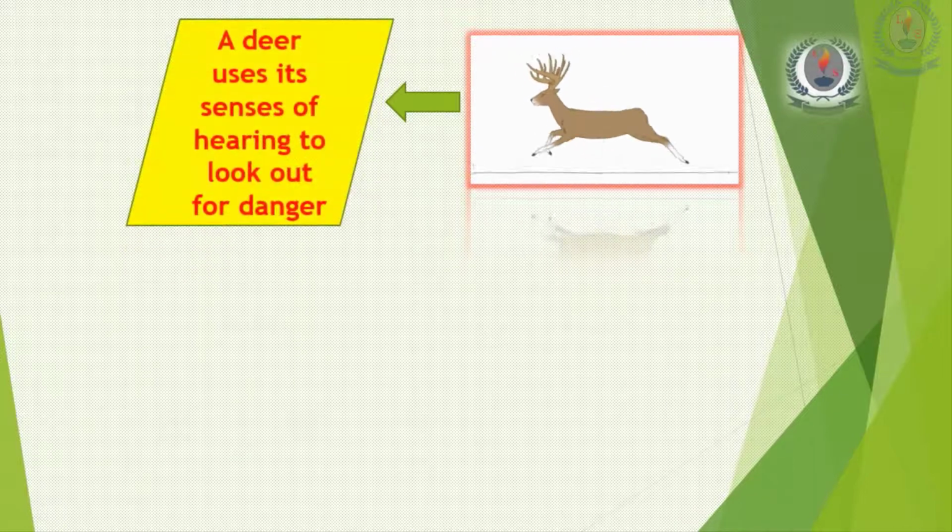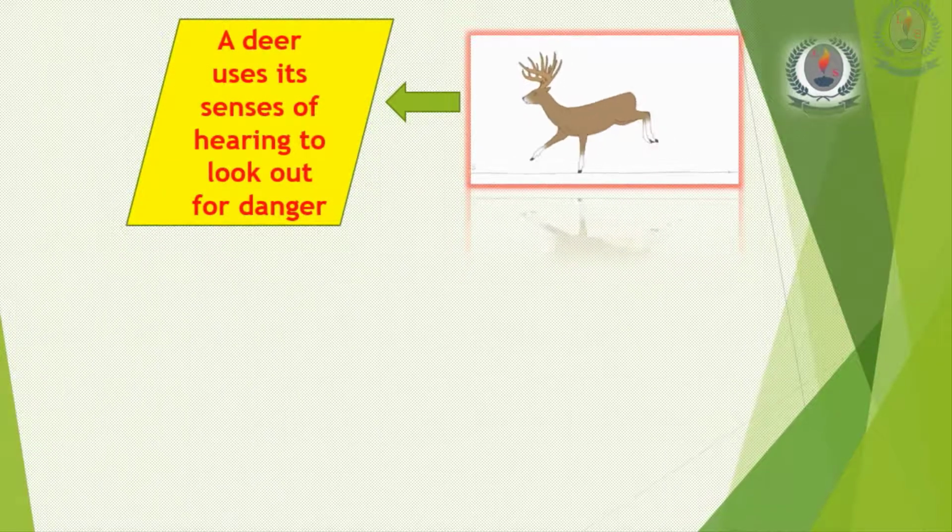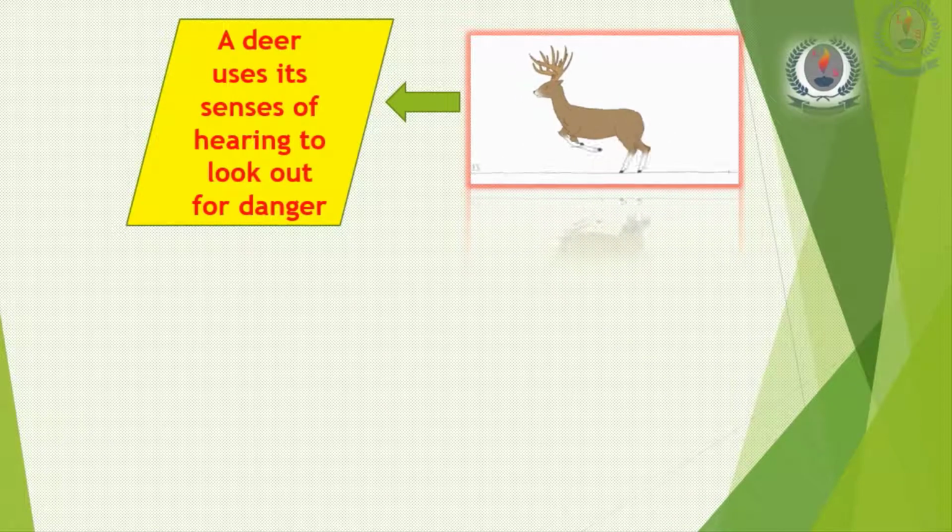Children, you can see a deer here, a running deer. A deer uses its sense of hearing to look out for danger. Children, a deer has a sense of hearing. So a deer uses its sense of hearing to look out for danger.